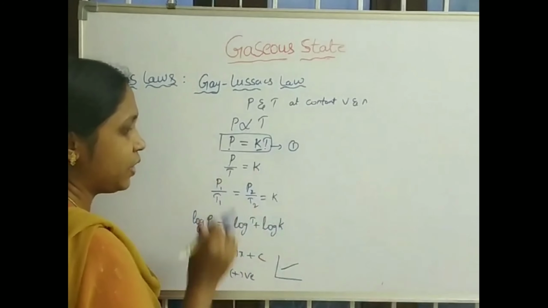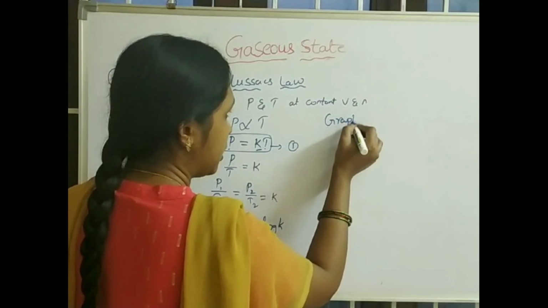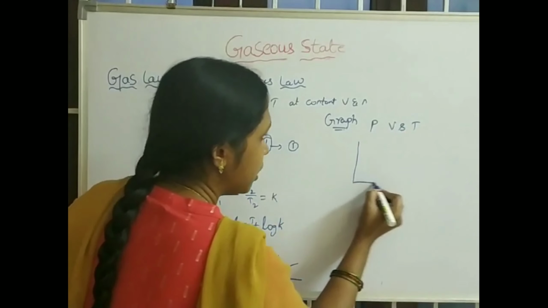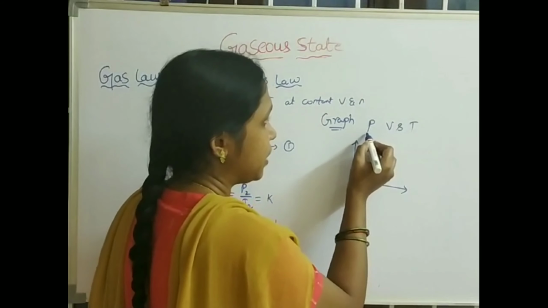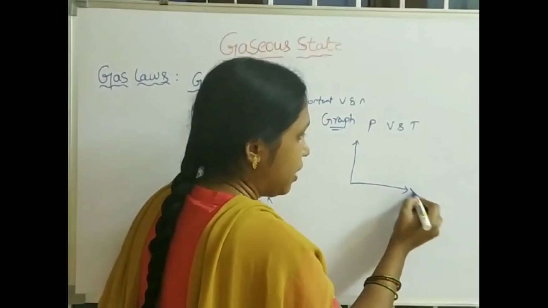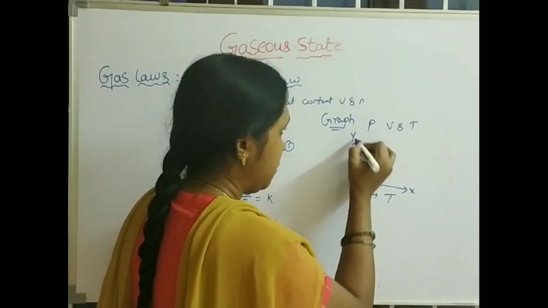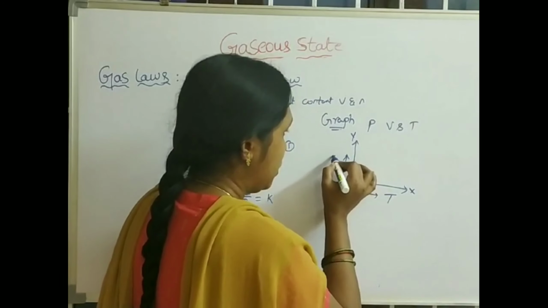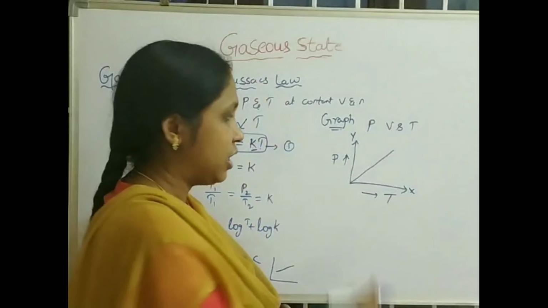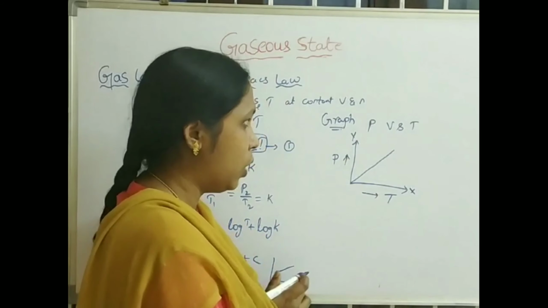Now see the graphical representation for Gay-Lussac's law. First, draw a graph between pressure and temperature. What happens? If the pressure increases, temperature also increases. Take temperature on the x-axis and pressure on the y-axis. So what happens if the temperature increases? The pressure of the gas increases. That means we will observe a graph that is a line passing through the origin.